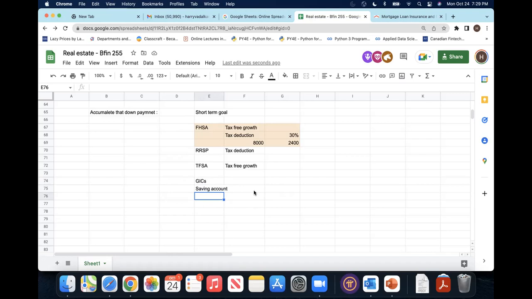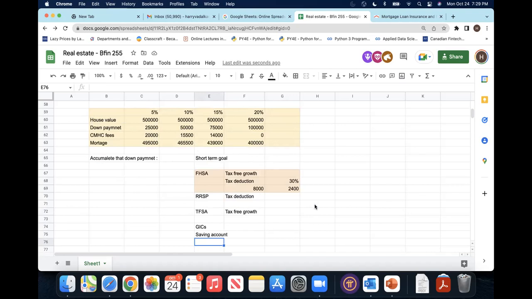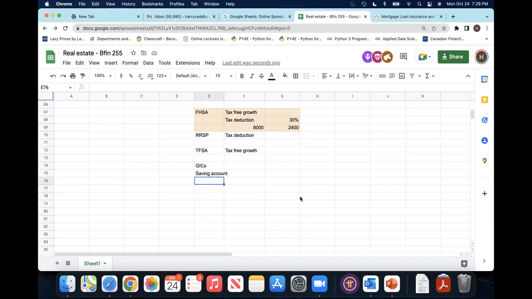The bond market is down 20% this year. You do not want that to happen on your down payment. So it's important to not take risk on the down payment for your house when you're accumulating it. So it's a good idea to accumulate it using GICs or a savings account. There is one other way to do it. There is something called money market funds. So you can use money market funds also to do it.